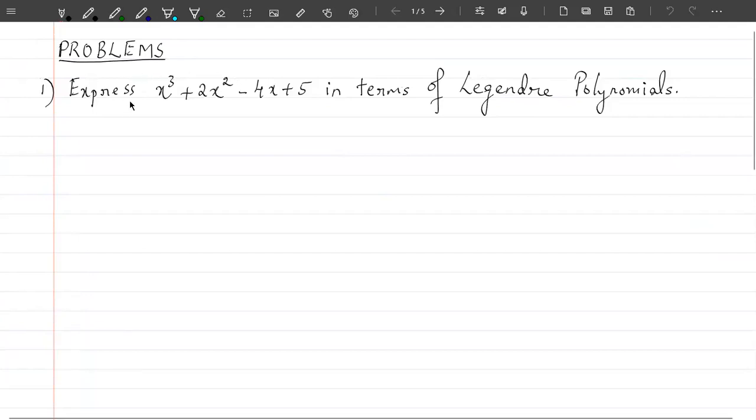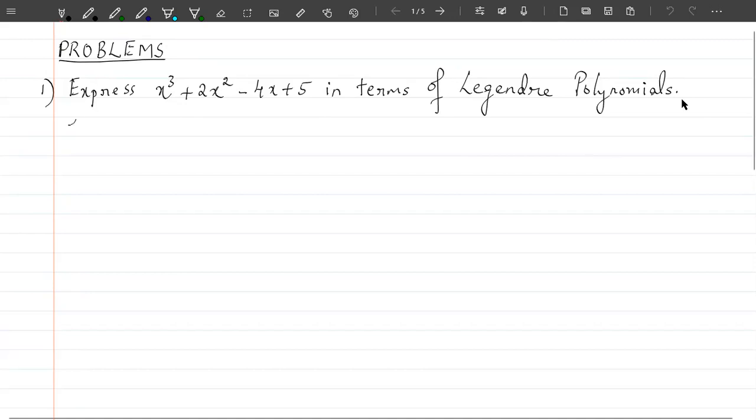Problem: Express x cube plus 2x square minus 4x plus 5 in terms of Legendre polynomials. In the last video, we have already seen how to calculate the values of x cube, x square, x and constant in terms of Legendre polynomials. So using those formulae, you will have to express this polynomial in terms of Legendre polynomials.